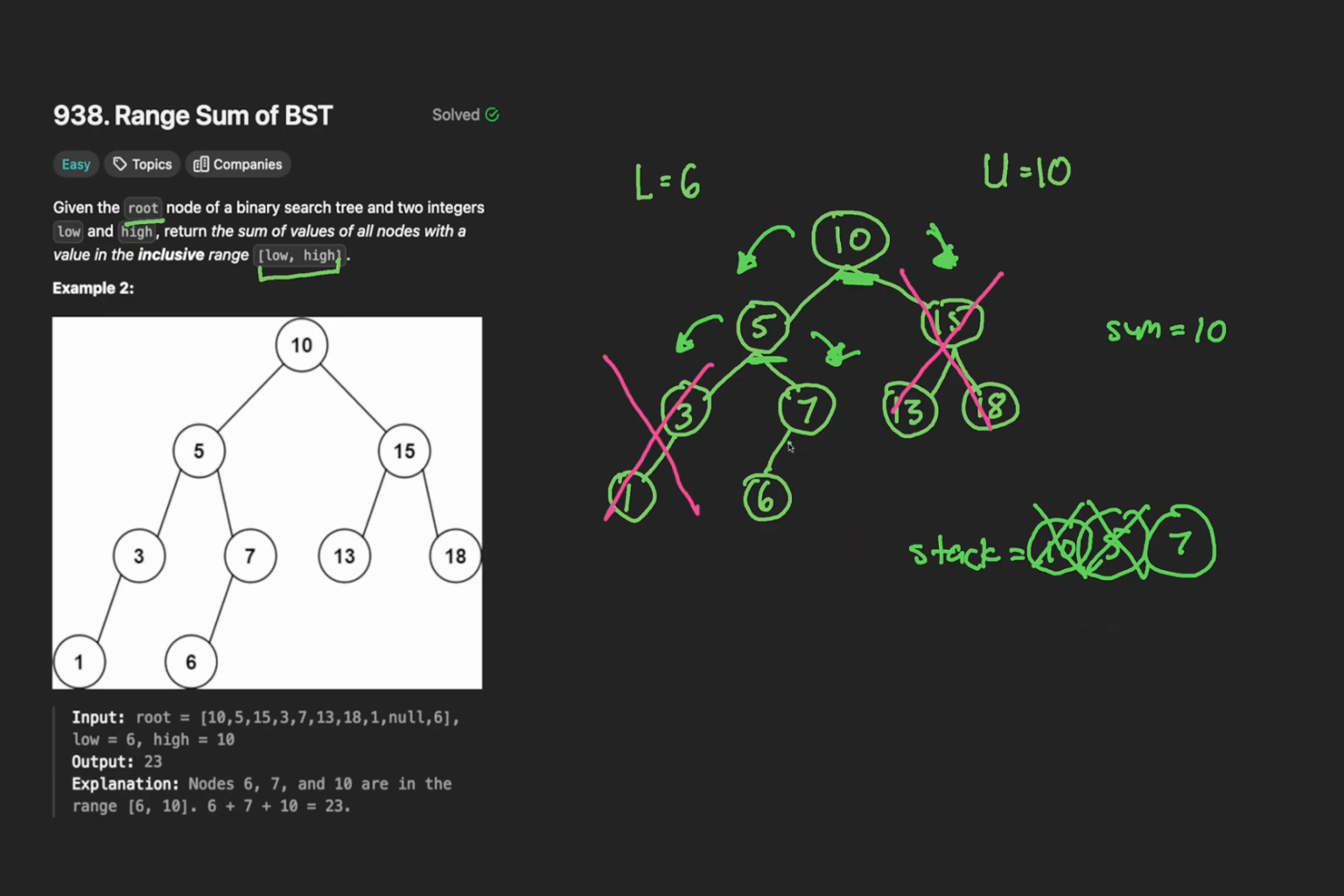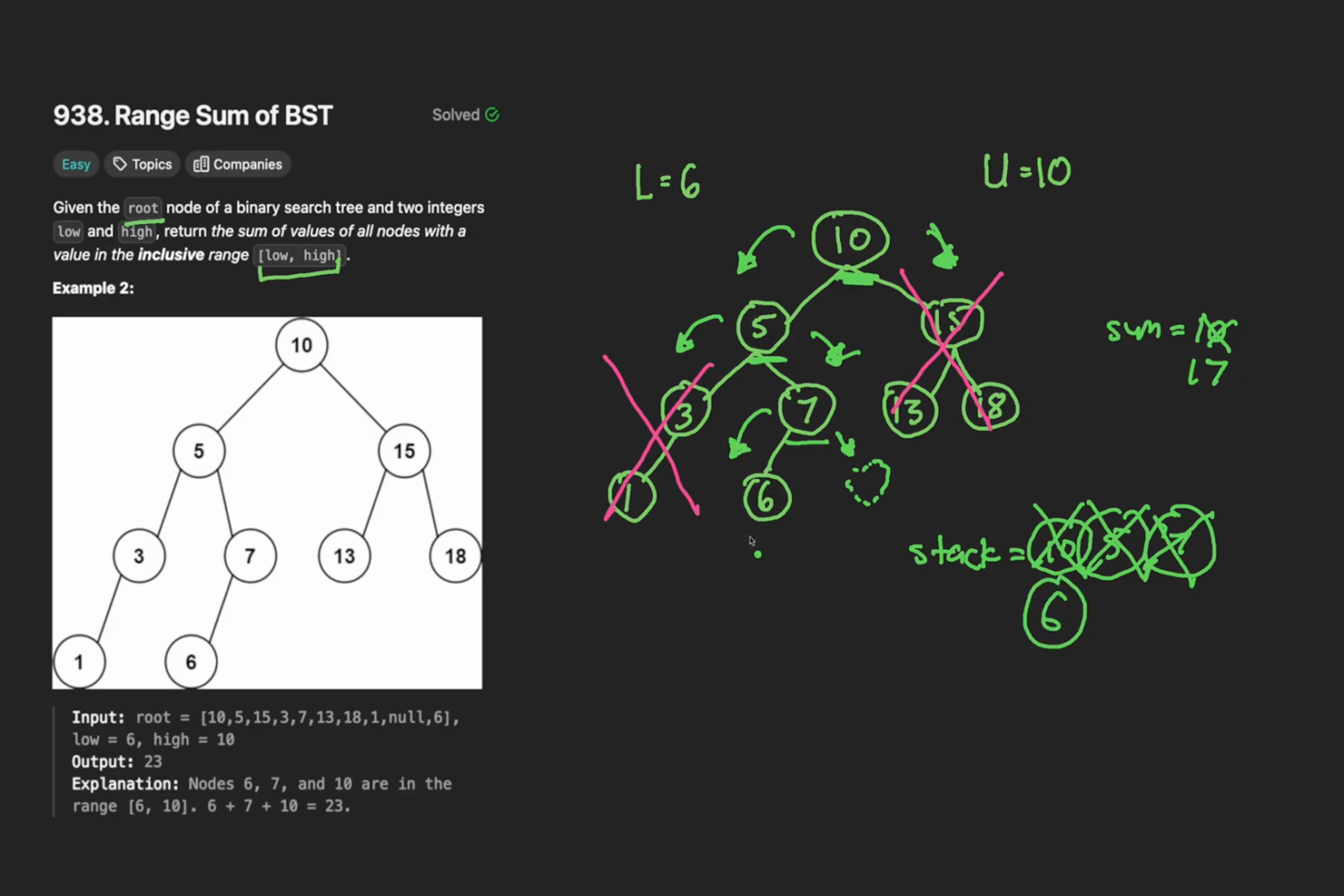Continuing on, we're at node 7, right? That's at the end of our stack. Node 7's in range. Let's add that to our sum variable. Remember to pop node 7, and then now we can explore its two children. Well, we have a null pointer on its right, so we don't add that to our stack at all. However, 7 is greater than our lower bound of 6, so we add 6 to our stack.